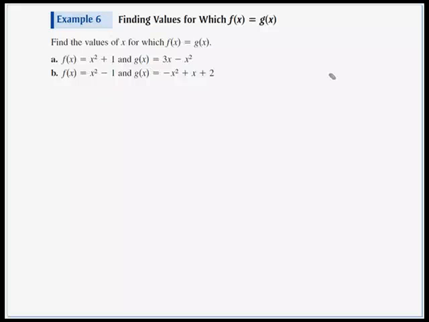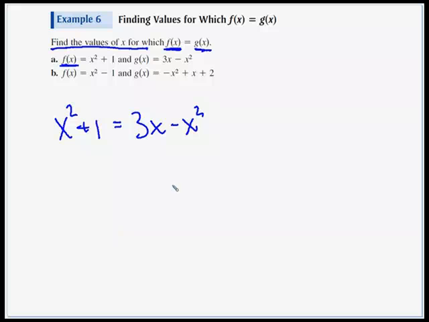So let's see here, example 6. The directions say, find the values of x for which the f of x function is equal to the g of x function. And then they tell us the f of x function is this, x squared plus 1. And the g of x function is this, 3x minus x squared, and we want to find the values for which they are equal. So let's solve this for x.